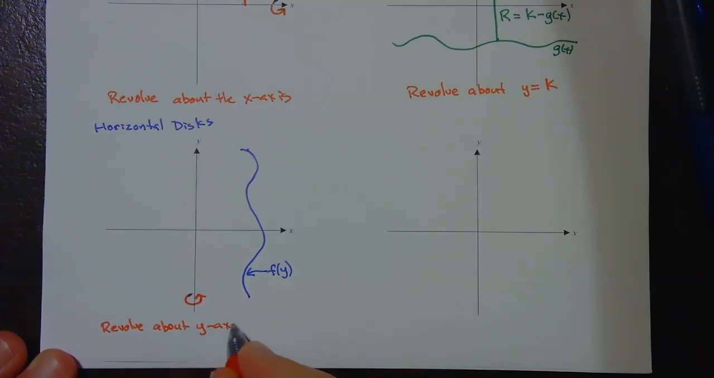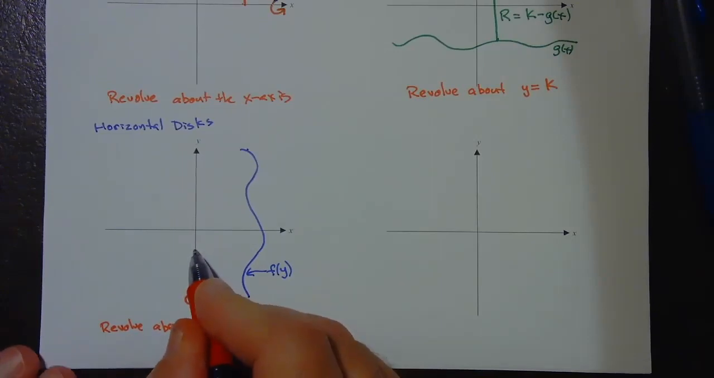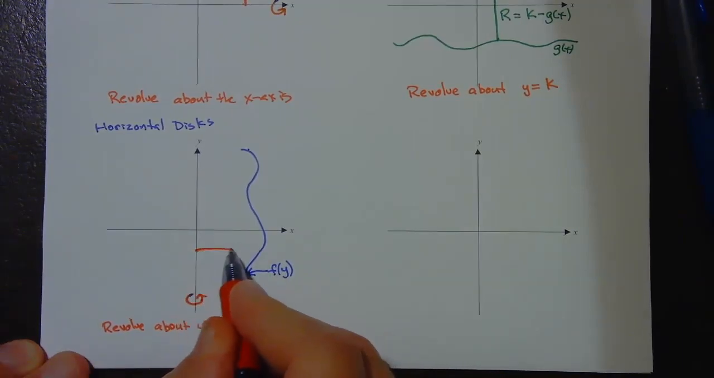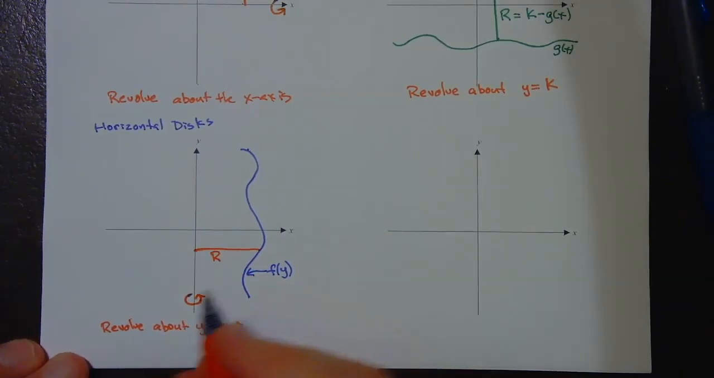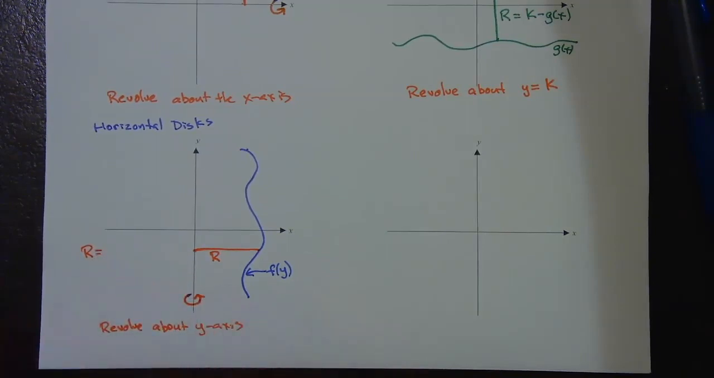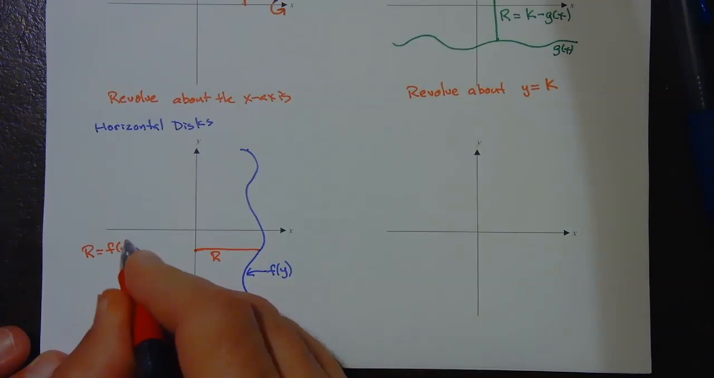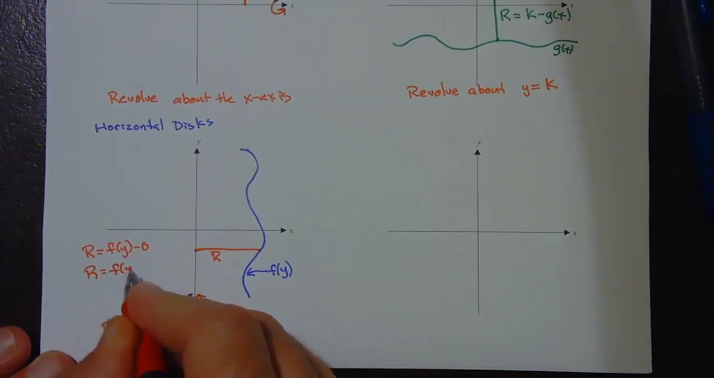We're rotating around a vertical line, so that means our radius is going to have to be perpendicular to that. I'm going to draw it from the line I'm rotating around to the curve, and this time, this is my r. My R would wind up being, instead of top minus bottom, right minus left. So it's going to be f of y minus 0, or my big R is going to be f of y.